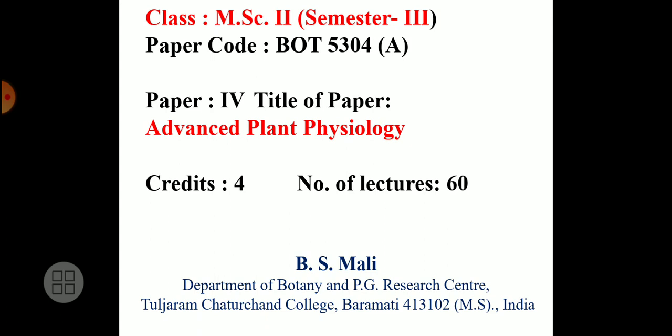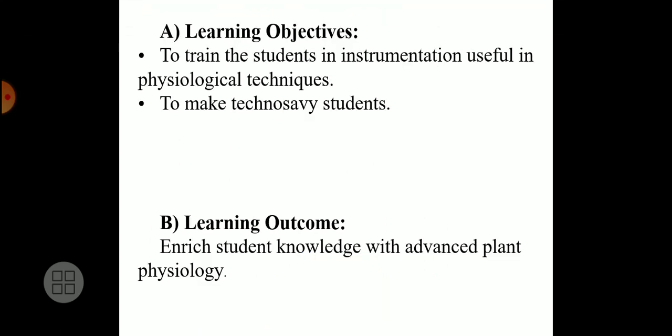Friends, the paper number is fourth one, and for your kind information, the title of the paper is Advanced Plant Physiology. No doubt, friends, this paper carries 4 credits, and the number of lectures allotted for this Advanced Plant Physiology paper is 60. Friends, what are the objectives of learning of this Advanced Plant Physiology paper?